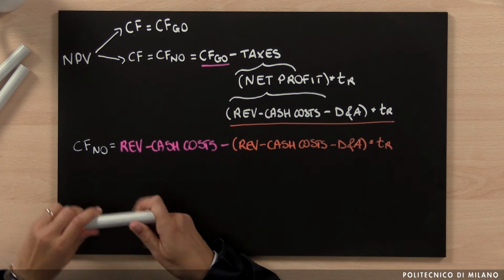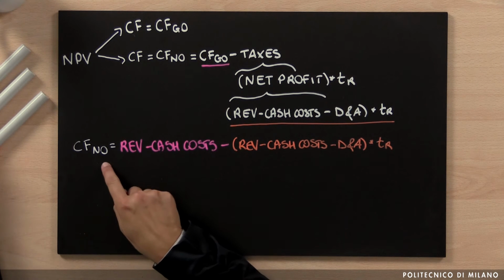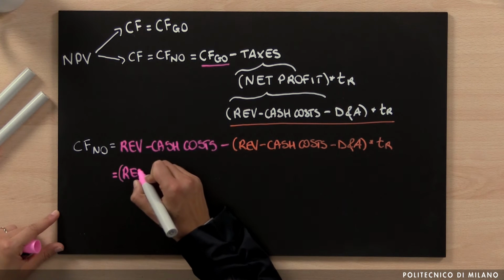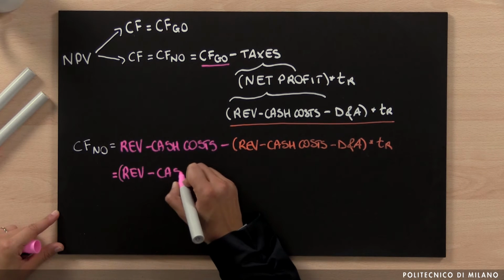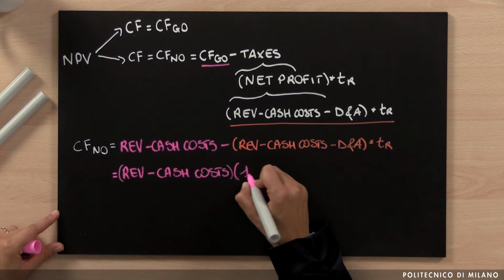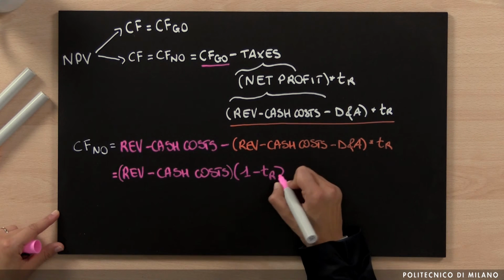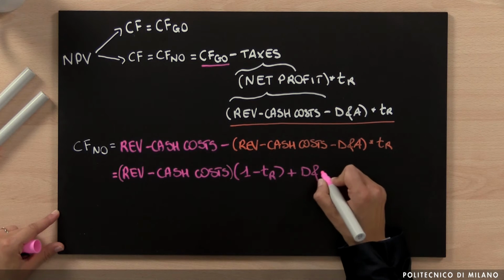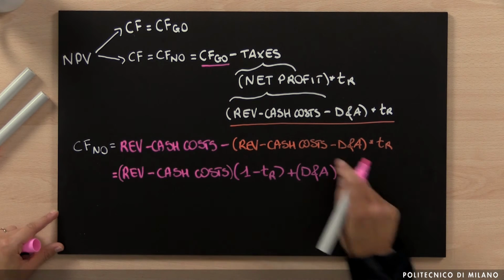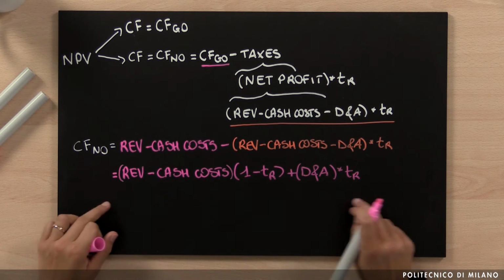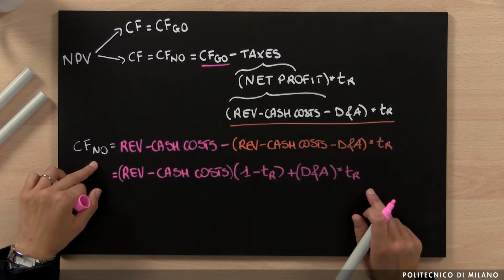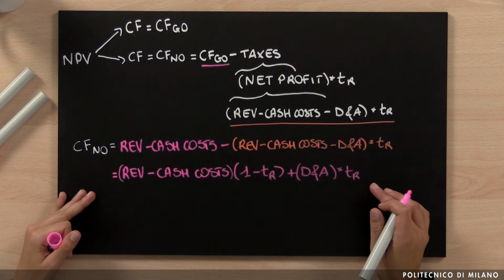Now, if we solve the equation, we will have that the cash flow net operating equals the revenues minus the cash costs, multiplied by 1 minus the tax rate, plus the depreciation and amortization multiplied by the tax rate. So if we solve the equation, we have this value. This is the formula that we can use in the moment in which we want to calculate the cash flow net operating, which is the cash flow in the moment in which we want to include the taxation.